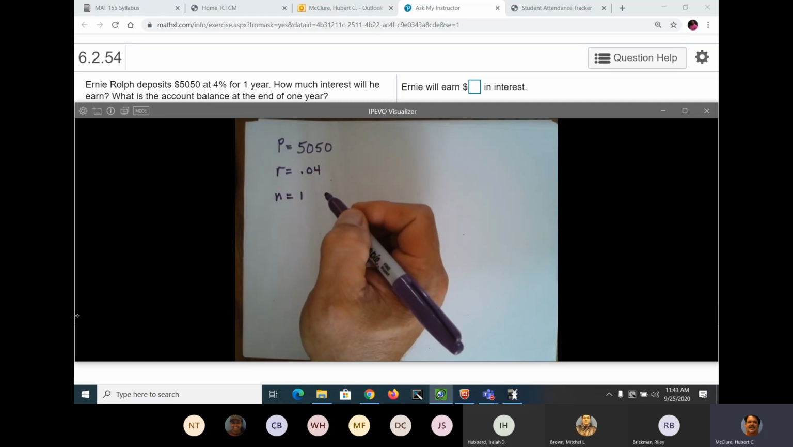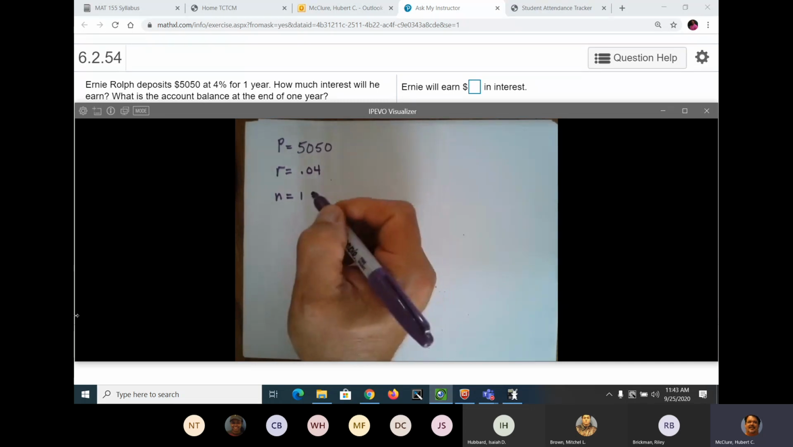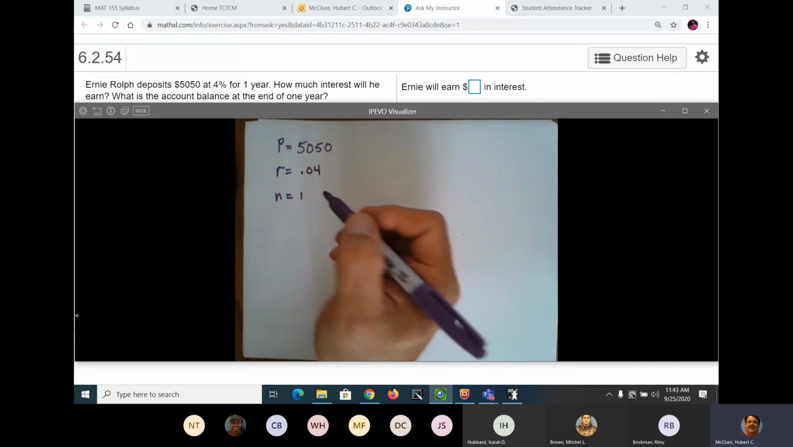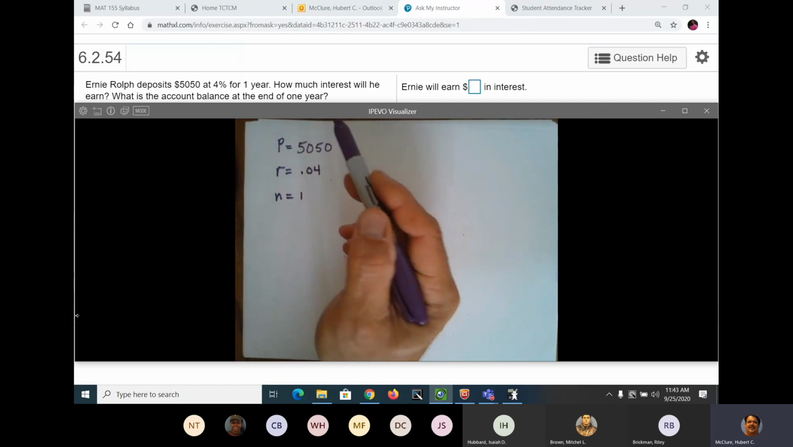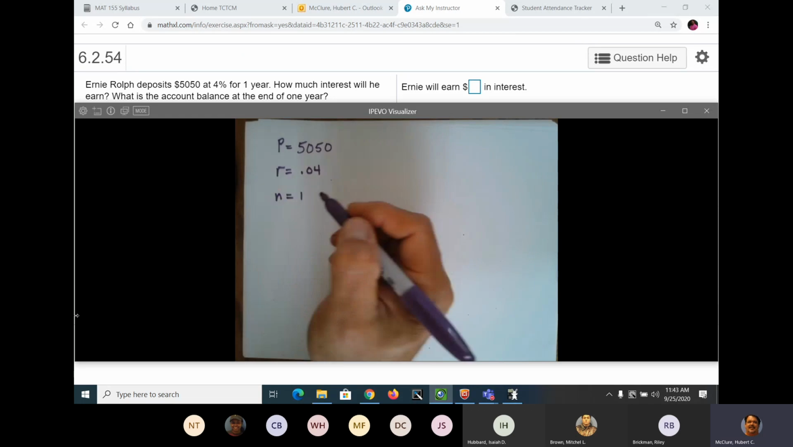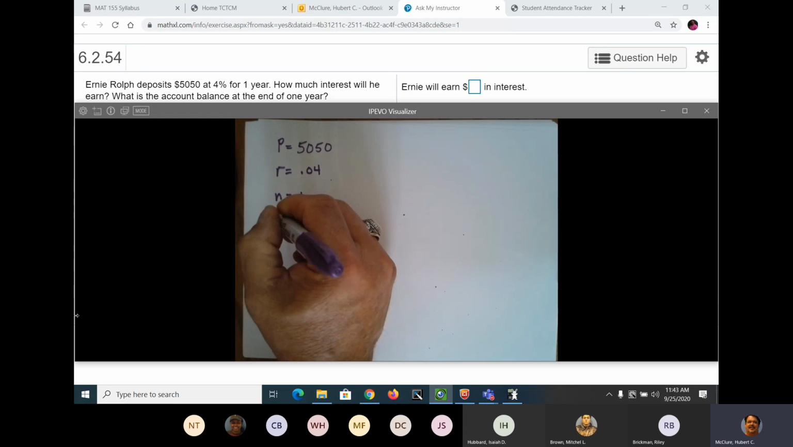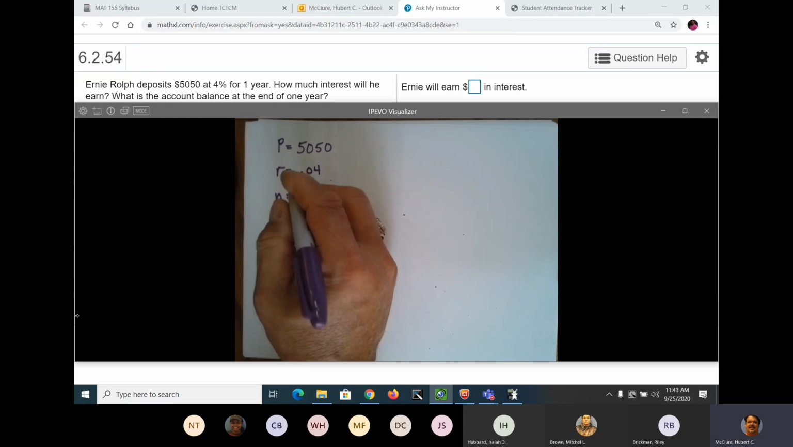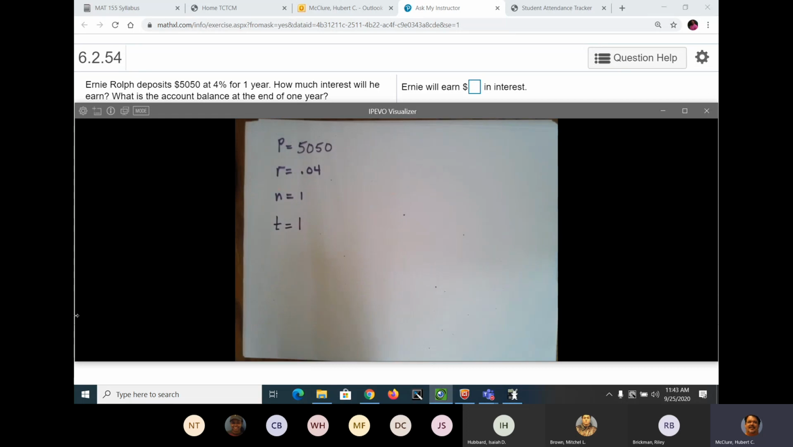So N is equal to 1, and anytime you multiply by 1 or you raise something to the first power, it's still the same thing. So since we don't have anything in the question that tells us, you just say N is equal to 1. And the last thing, T is equal to 1 because it says you're going to keep it in the bank for 1 year.